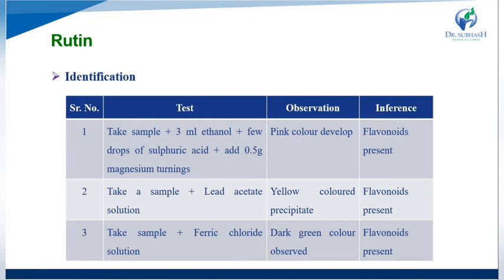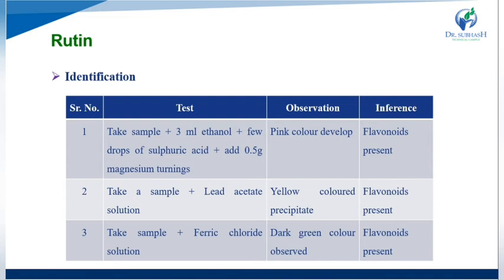Then the second test: take the sample and mix in lead acetate solution. It gives a yellowish precipitate, and that indicates flavonoids are present.